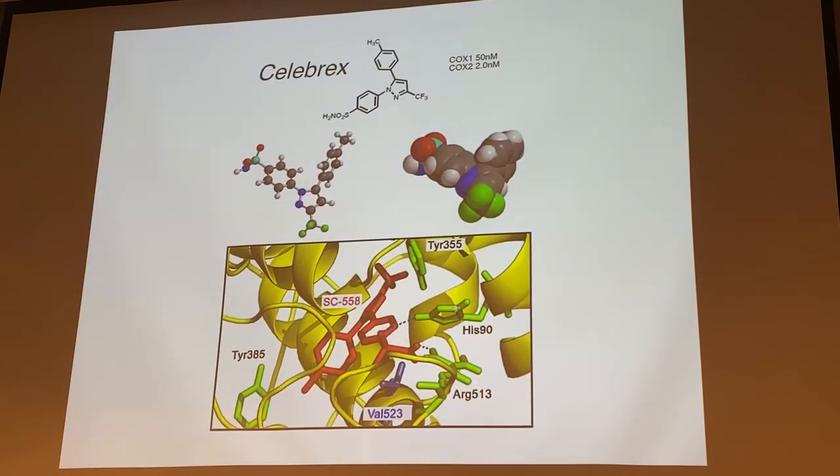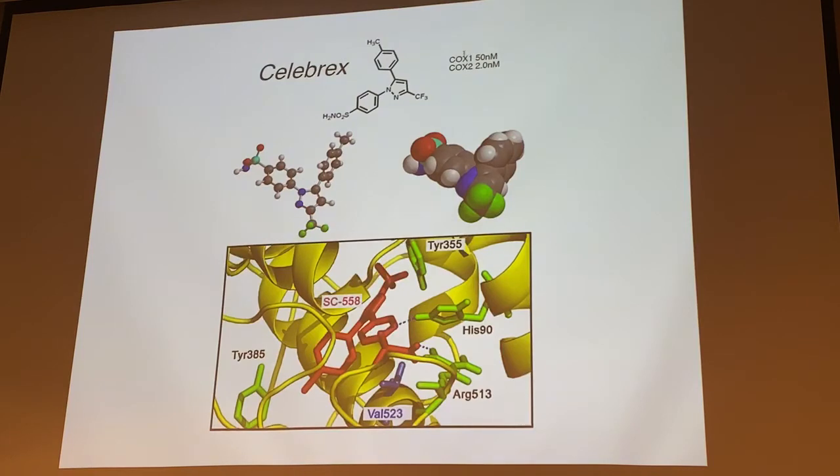Here's a more recent drug, Celebrex. This was developed by Pfizer years ago, and it's now the clinical standard for a lot of chronic pain issues, including arthritis and other pain issues. It's a pyrazole core structure here with a couple aromatic groups. It binds more tightly to COX-2, 2 nanomolar, very potent, and quite potent with COX-1.